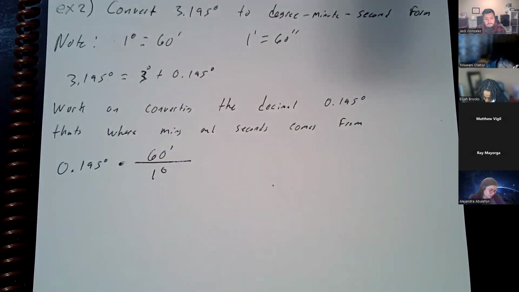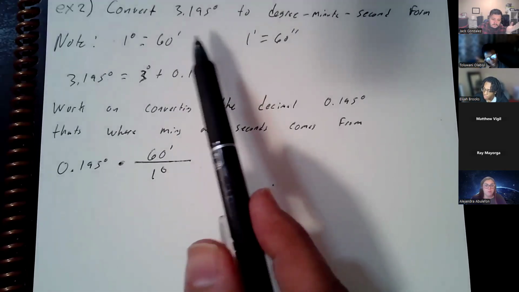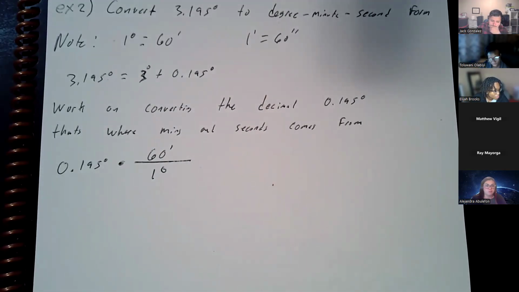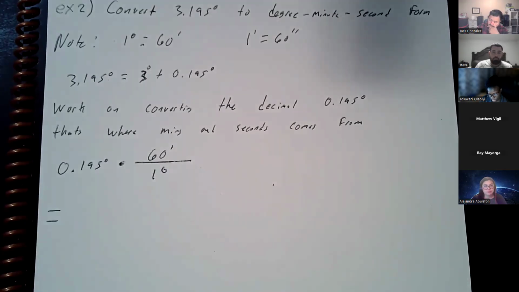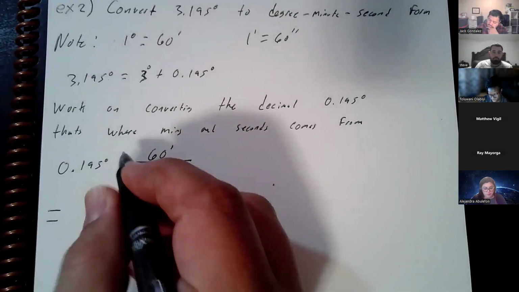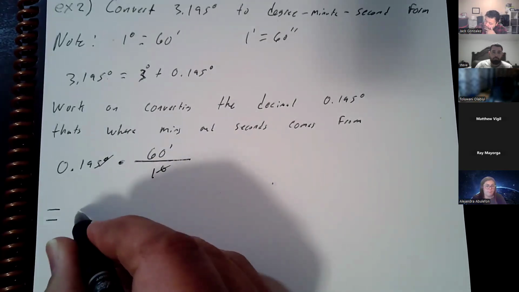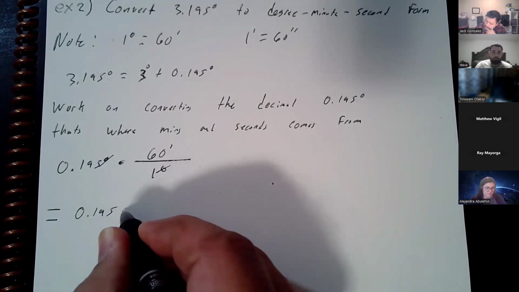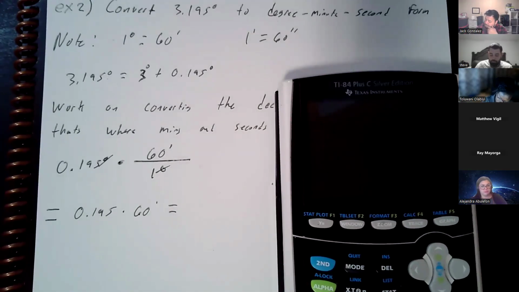I'm multiplying by a form of 1. Remember, when you have fractions, you can do 2 over 2, 3 over 3. You can bring in whatever fraction you want if it's a form of 1. This is a form of 1 because we said these are equal. So it'll be like 1 over 1. Exactly. We're setting it up to cancel the degrees. I got my degrees right here. So now I have 0.195 times 60 minutes.